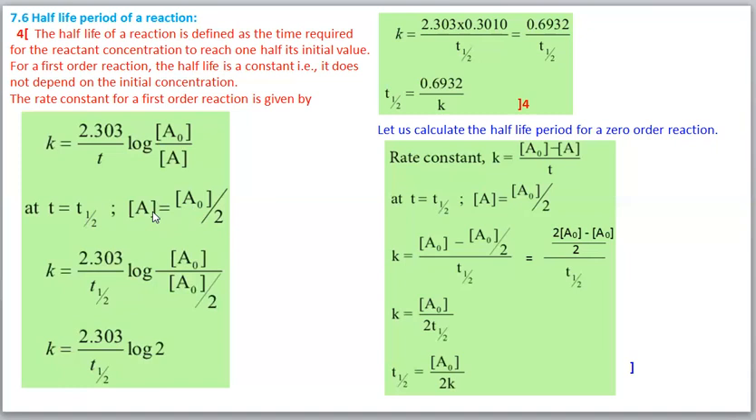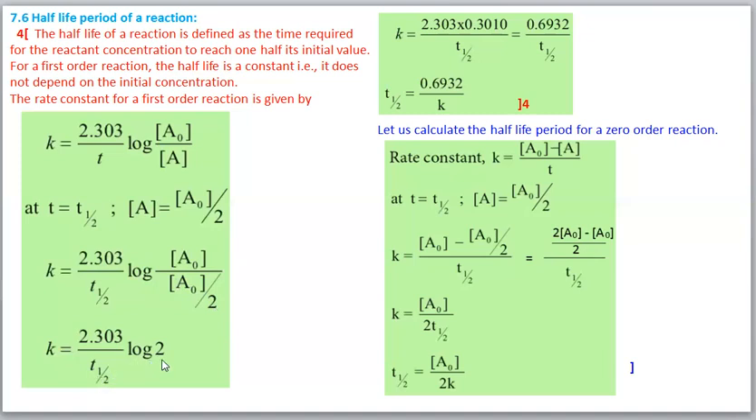Then substitute these values in this equation. So we will get K is equal to 2.303 by, instead of T we can write T half, log A0 by A, instead of A we can write A0 by 2. So the denominator is a fraction, multiplied with its reciprocal. So this 2 will go to the numerator. Then you see here A0 is common, we can cancel it, remaining only 2 in the numerator. You will get like this: K is equal to 2.303 log 2 by T half.